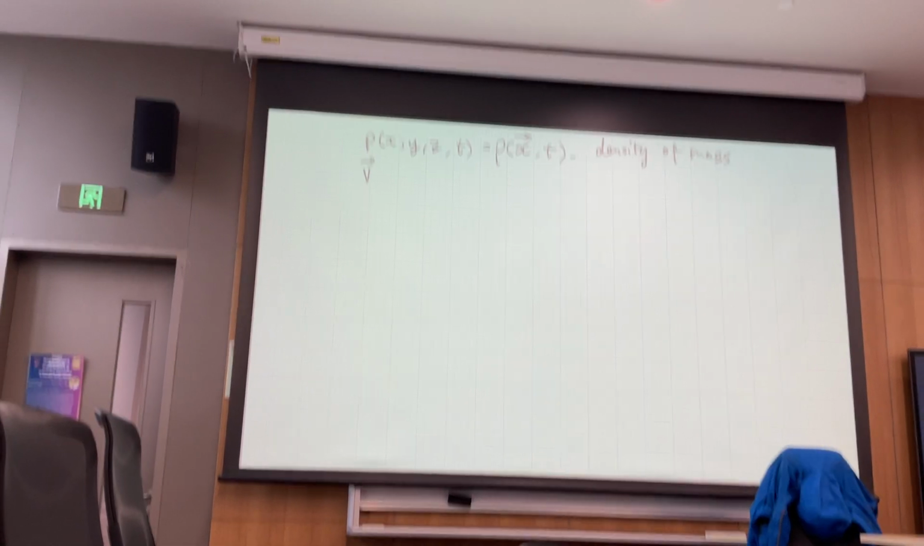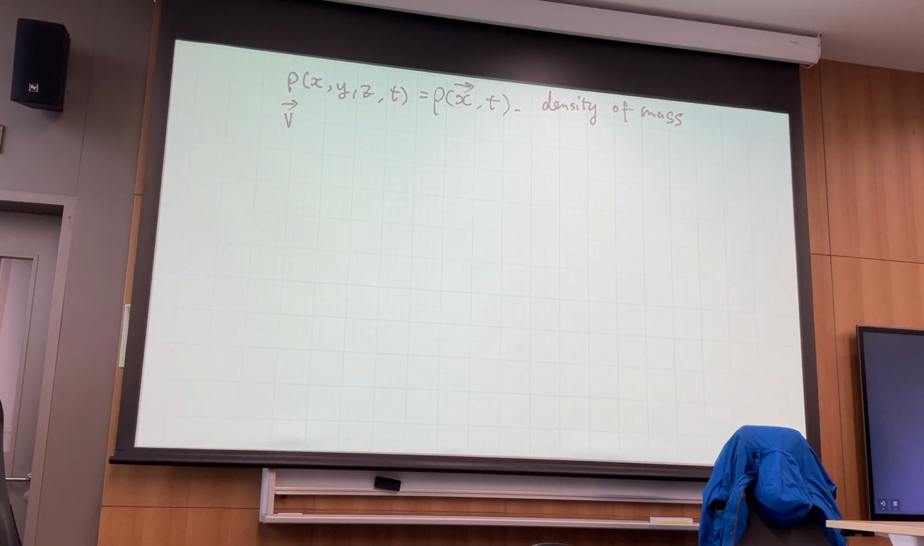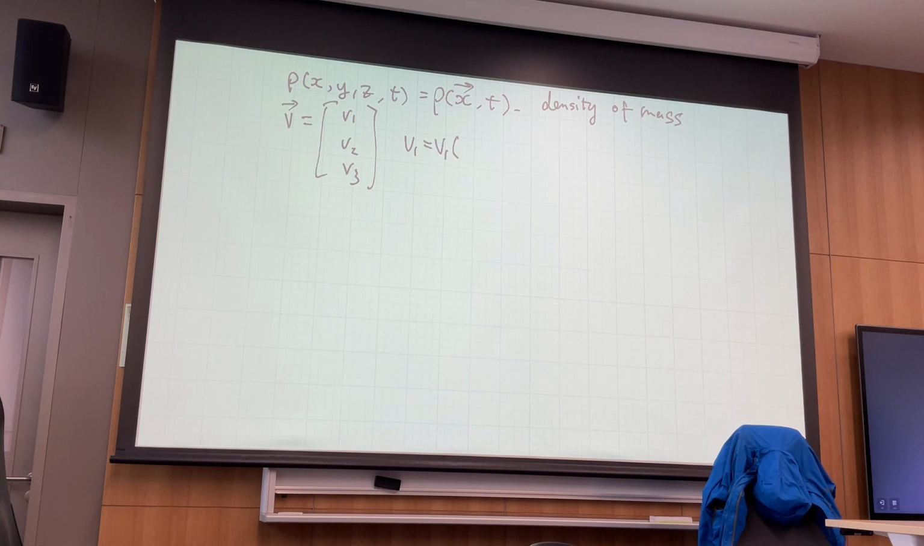So we are in 3D space, so V has three components: the velocity on the x-axis, the velocity on the y-axis, and the velocity on the z-axis. So V is actually V1, V2, and V3, right? It's a vector, V1, V2, and V3. And for each one, for example, V1 is of course a function of x, y, z, and t. So this is the velocity.